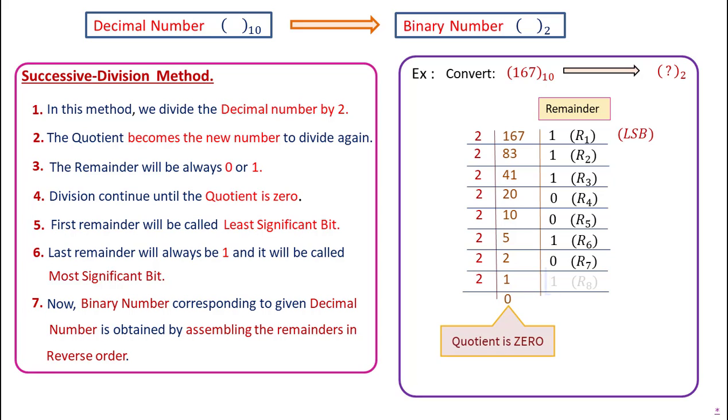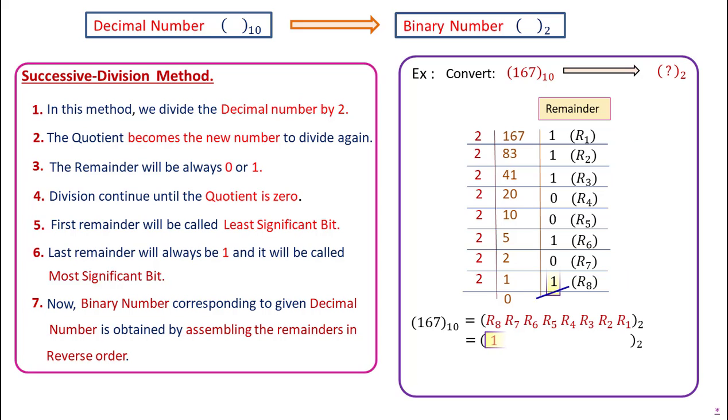And the last remainder will be the most significant bit. Now, the binary number corresponding to the given decimal number is obtained by writing the remainders in reverse order. That is, we write R8 first and R1 last. So, the resultant binary number corresponding to the given decimal number is.